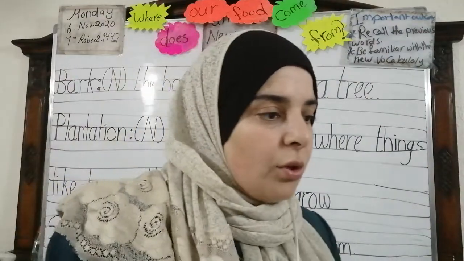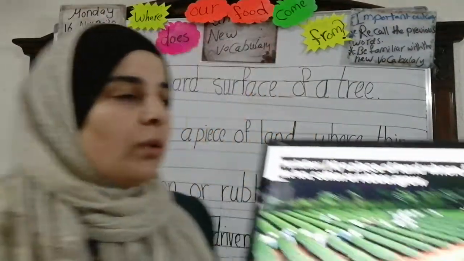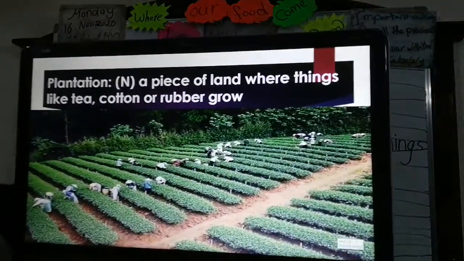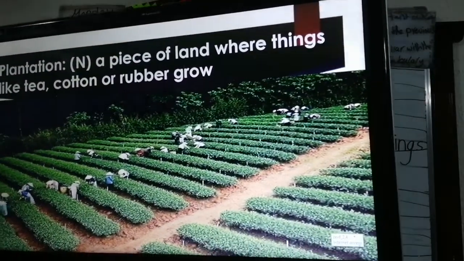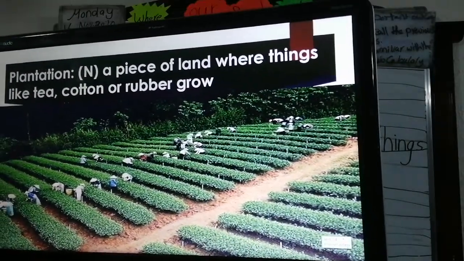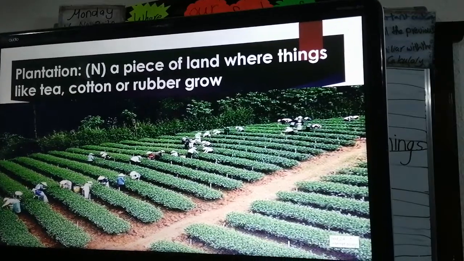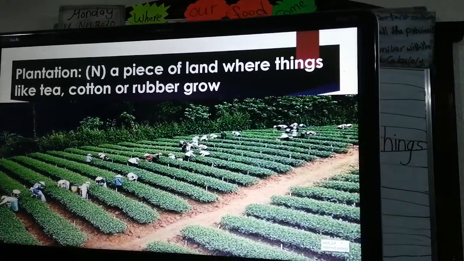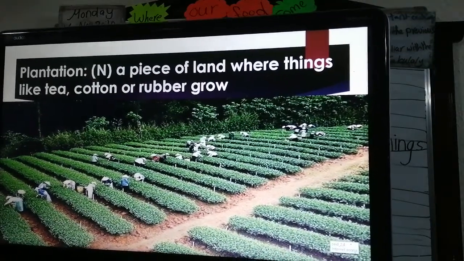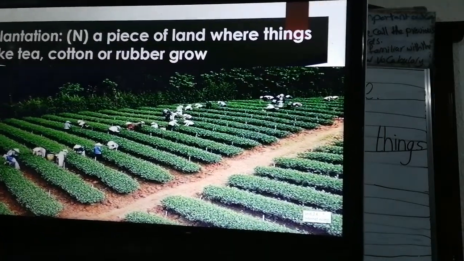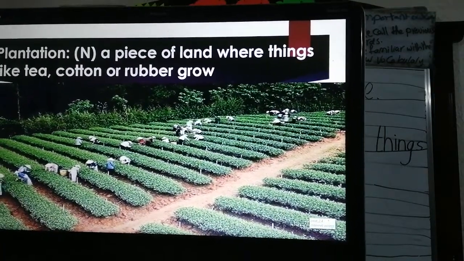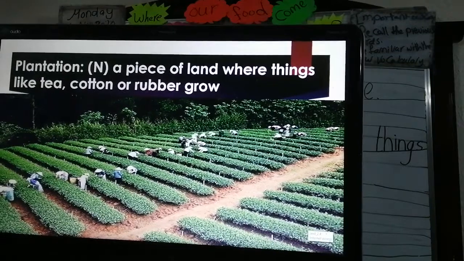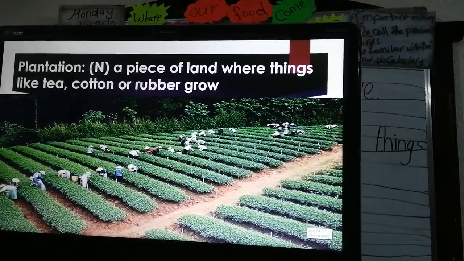Look at the next word here. We have, look at this one. Plantation. What do you mean by plantation? It's a noun. A piece of land where things like tea, cotton or rubber grow. Look at this one. What are these people doing? They are planting maybe rubber or cotton.